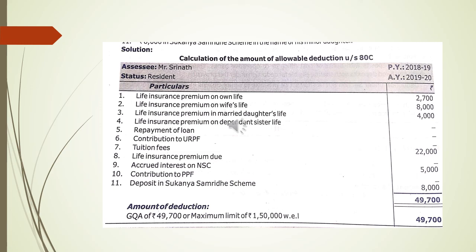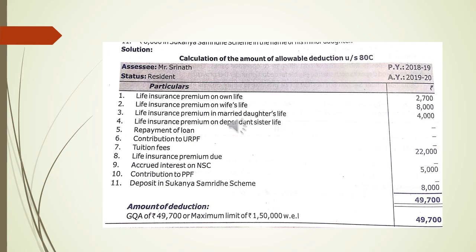Accrued interest on National Savings Certificate is claimed as exemption. So you can claim for deduction. Contribution to PPF, you need not have to claim. It is already exempted from tax. A deposit in Sukanya Samruddhi Yojana, you can claim this as deduction.